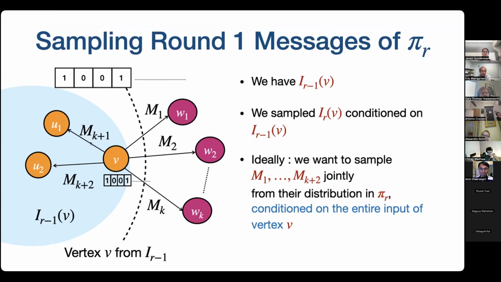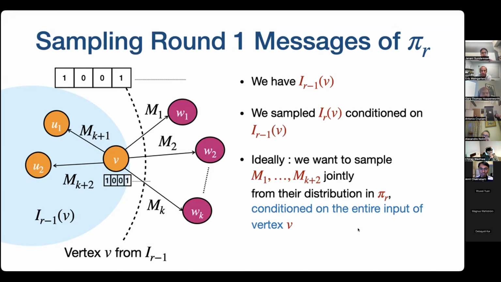Yeah. So it's just that we have only very local information, and U1 cannot know everything about V. So it is not possible for them to actually sample this MK plus 1 message in a joint manner, which is completely accurate.